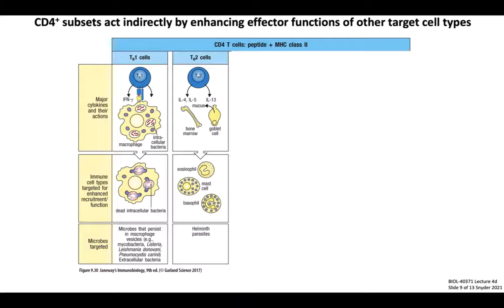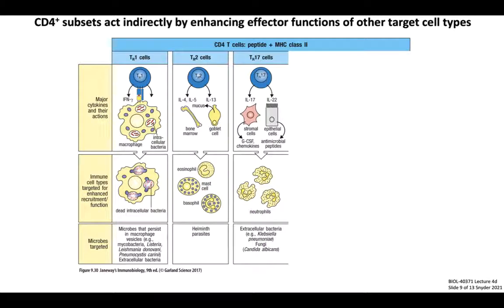Th2 cells produce IL-4, which helps to recruit mast cells and basophils. They also produce IL-5, which recruits eosinophils, and they also generate IL-13, which helps stimulate mucus production. All of these effectors are required for successful clearance of helminths at mucosal surfaces, such as the intestinal epithelium.